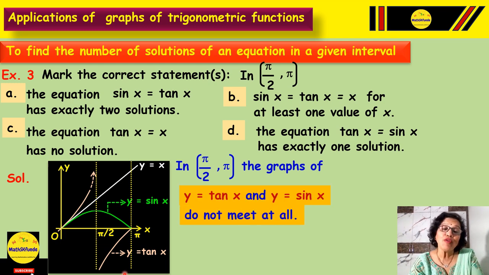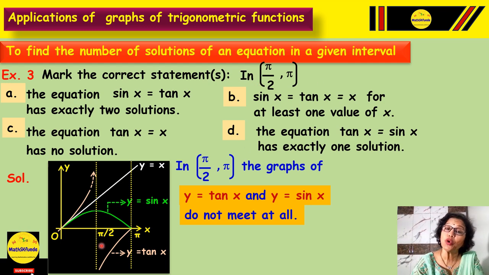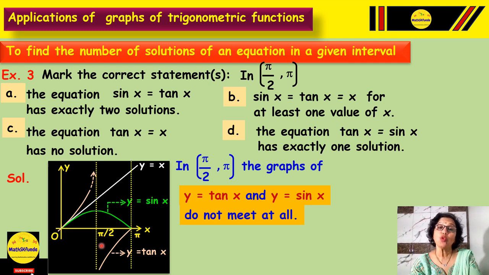Okay. So y equal to tan x and y equal to sin x do not meet at all. You can see in pi by 2 to pi, y equal to sin x is here and y equal to tan x is here. Now some of you may say that at x equal to pi, those two graphs are meeting. But mind you please, here our interval is open interval. Open interval means those two ends are not to be included in the required interval. So since x equal to pi is not in the interval, in that open interval pi by 2 to pi, I'm sure that graphs of y equal to sin x and y equal to tan x do not meet at all. That means at no position tan x and sin x values can be equal.